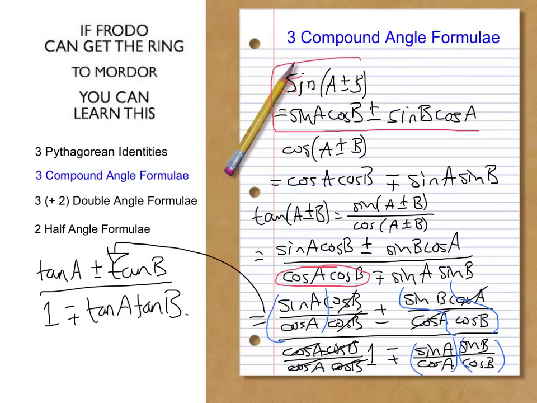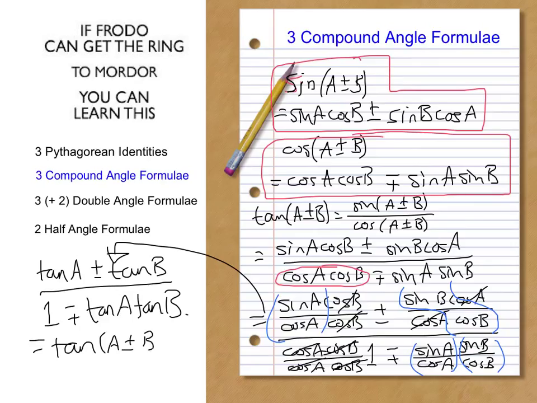So these are your three compound angle formulae. Sine (a plus minus b) is sine a cos b plus minus sine b cos a. Cos (a plus minus b) is cos a cos b minus plus sine a sine b. Remember cos is cos cos. And tan (a plus minus b) is tan A plus minus tan B over 1 minus plus tan A tan B.